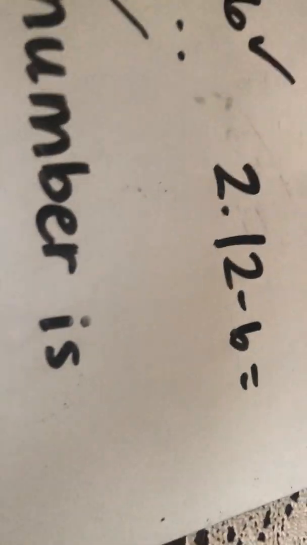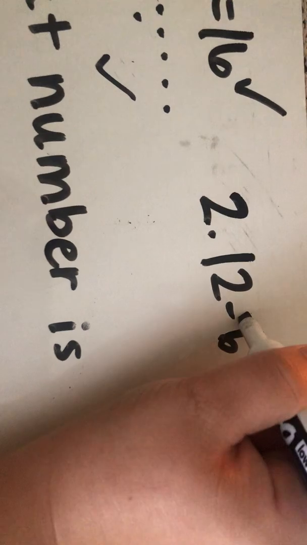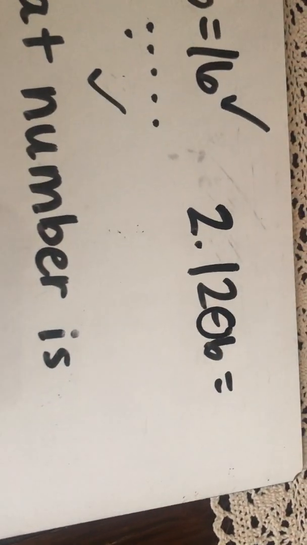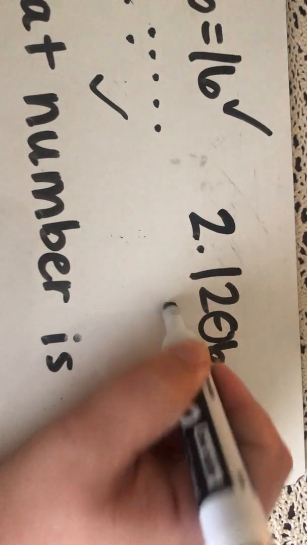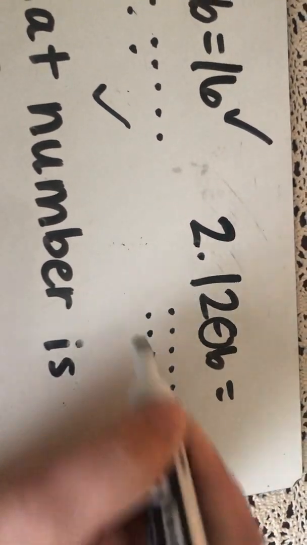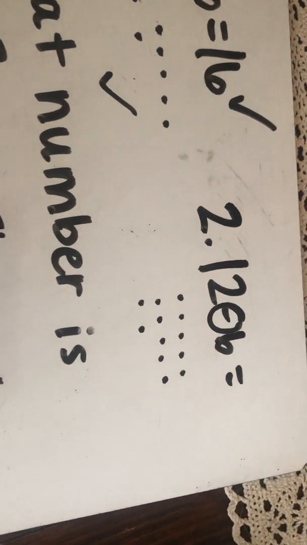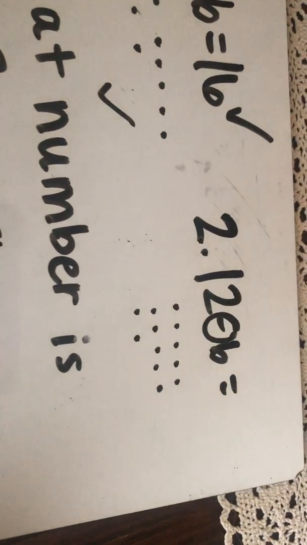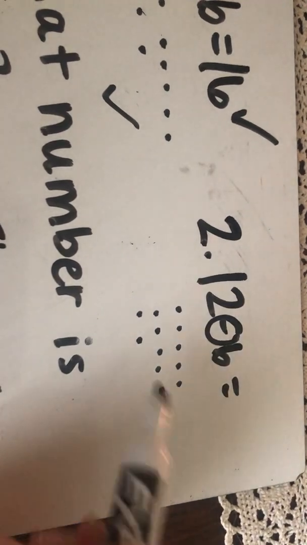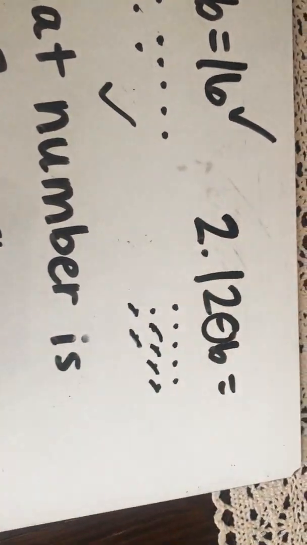All right, we're going to move on to number 2. We have 12 minus 6, so we're going to start by realizing that we are taking away. So let's start by drawing 12. 1, 2, 3, 4, 5, 6, 7, 8, 9, 10, 11, 12. And I'm not adding 6 more, so I'm not going to draw 6 more dots. I'm going to take 6 away or cross 6 out. 1, 2, 3, 4, 5, 6.